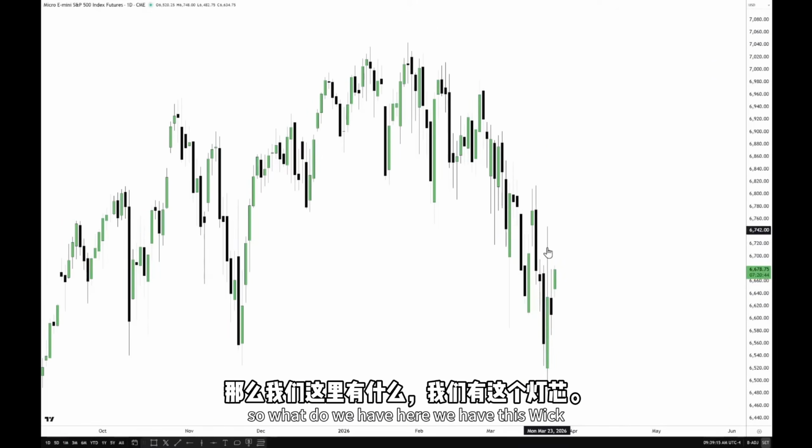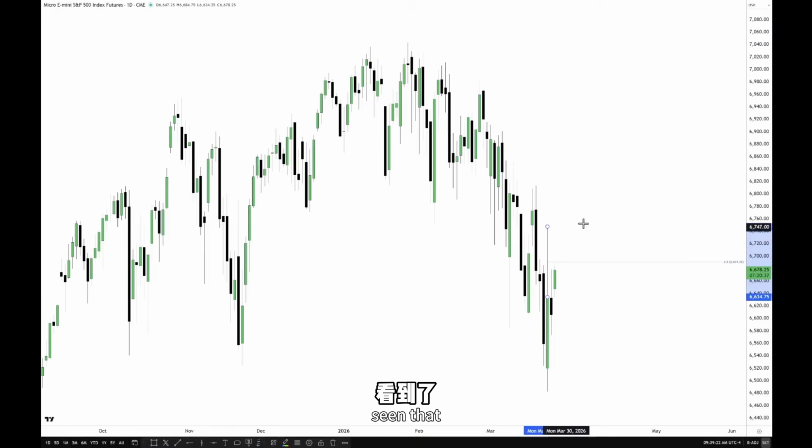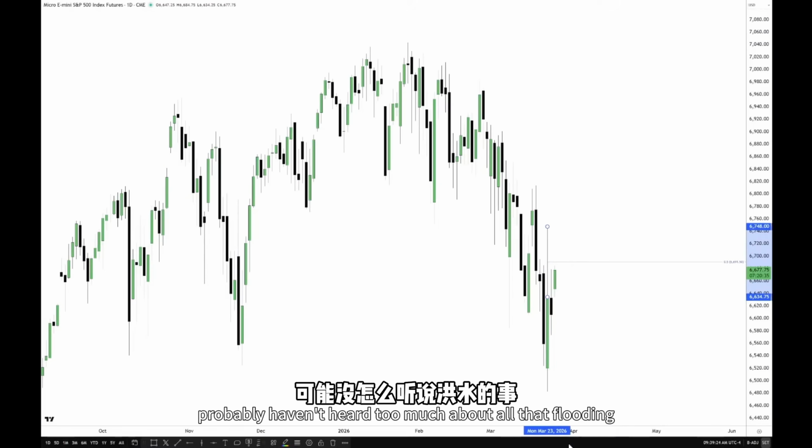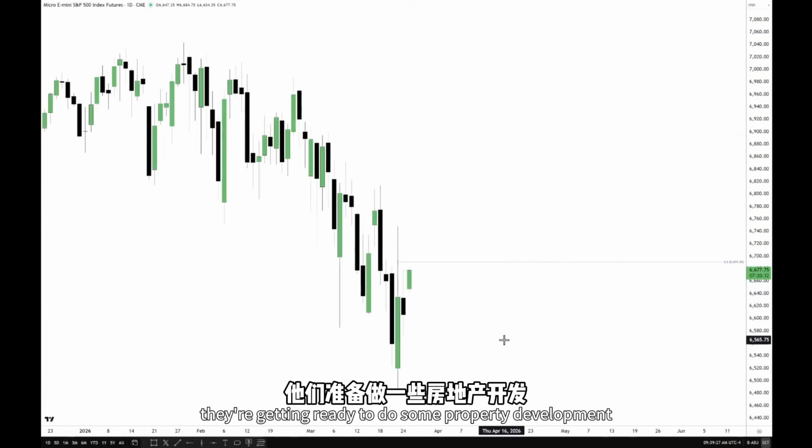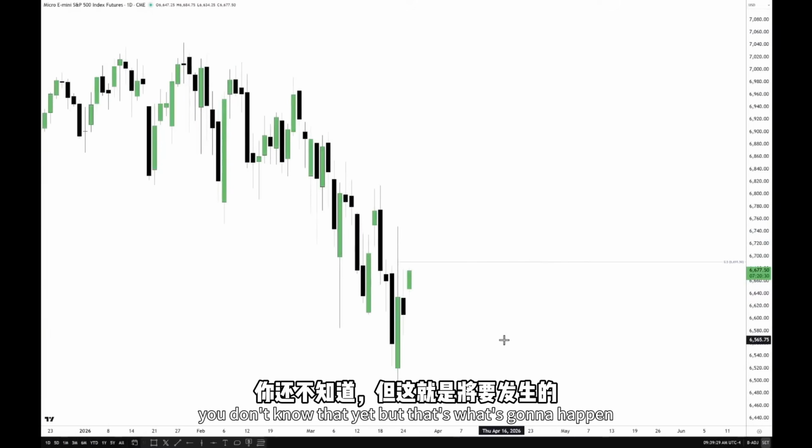So what do we have here? We have this wick. That's okay in Hawaii. Seen that? Probably haven't heard too much about all that flooding, have you? Yeah, they're getting ready to do some property development over there. You don't know that yet, but that's what's going to happen.